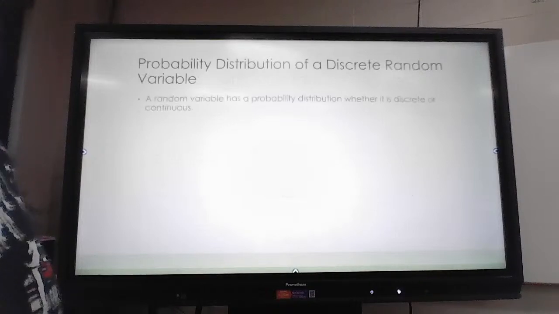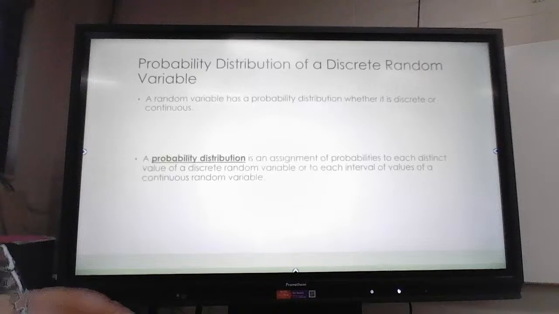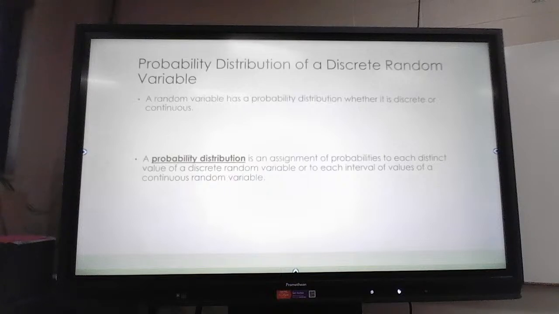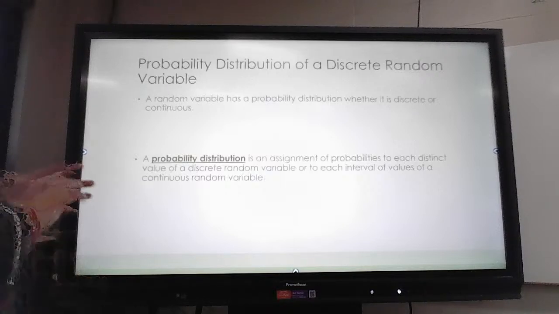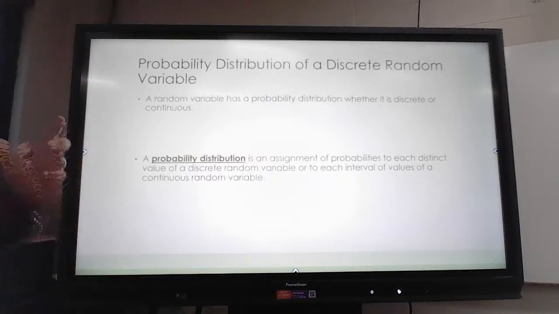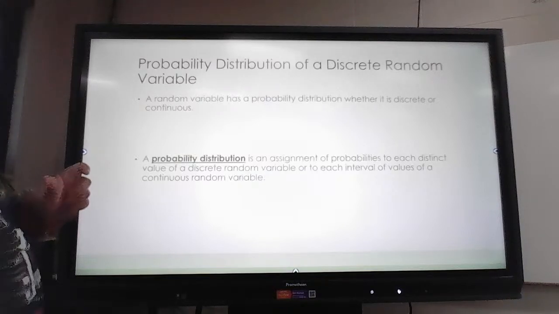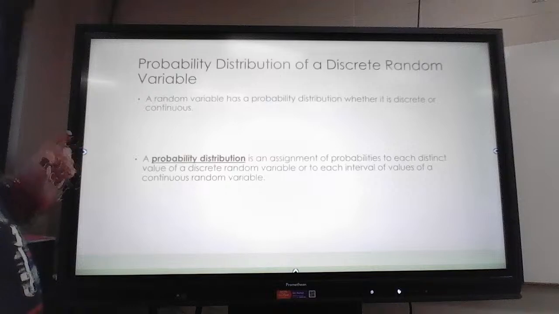Now, regardless of whether your variable is discrete or continuous, it will have what's called a probability distribution. So a probability distribution is an assignment of probabilities to each distinct value of a discrete random variable or to each interval of values of a continuous random variable. So no matter what type of random variable you have, it will always have an assignment of probabilities to it. So each value of that variable will have a probability attached to it.